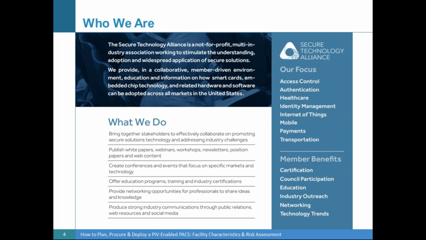the market by bringing together stakeholders to effectively collaborate on promoting secure solutions, technology, and addressing industry challenges. We publish white papers, webinars, and workshops like this, and newsletters, position papers, and web content on these topics. We create conferences and events to focus on specific markets and technology. We have an educational program including training and industry certifications, and provide networking opportunities for professionals to share ideas and knowledge, and produce communications through our public relations, web resources, and social media to impact the marketplace. Next slide.